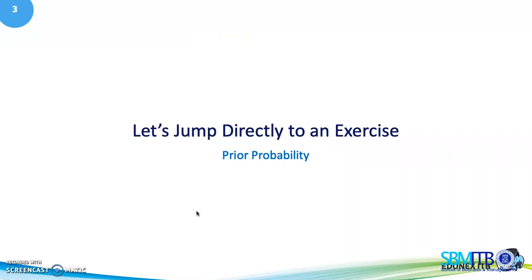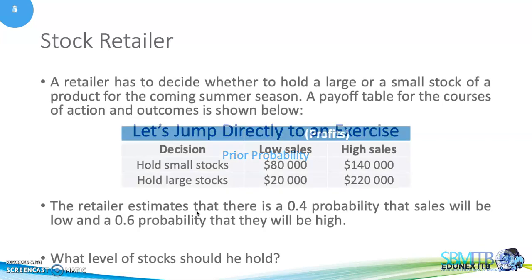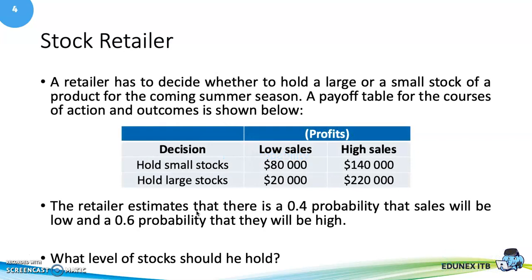So let's jump directly to an exercise. Here we have a case about a stock retailer. A retailer has to decide whether to hold a large or a small stock of the product for the coming summer season. This is the payoff table for the courses of action or alternatives and the outcomes is shown below. You have two decisions: whether to hold small stock or hold large stock.